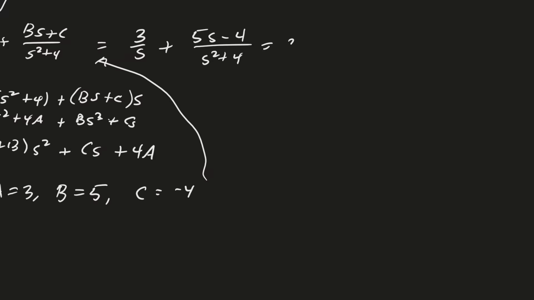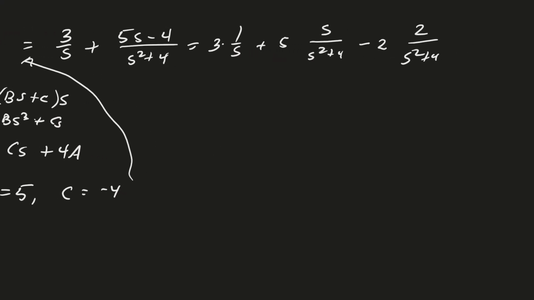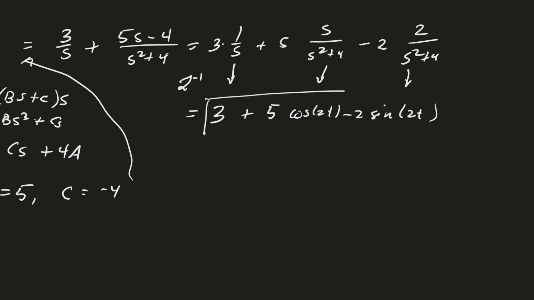I'm going to rewrite that as 3 times 1 over s plus 5 times s over s squared plus 4 minus 2 times 2 over s squared plus 4. Just to give you a chance to look at that. And the reason I'm doing that is because I know what the inverse Laplace transforms of each of these are now. And so if I invert the transform, I'm going to get 3 times 1 plus 5 times cosine of 2t, and then minus 2 times the sine of 2t. And there we go. And just in time.